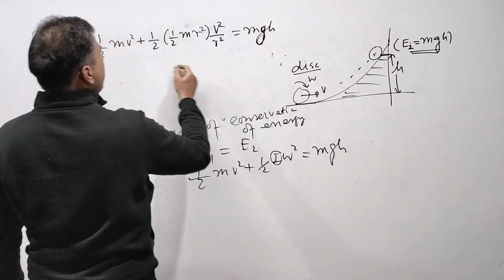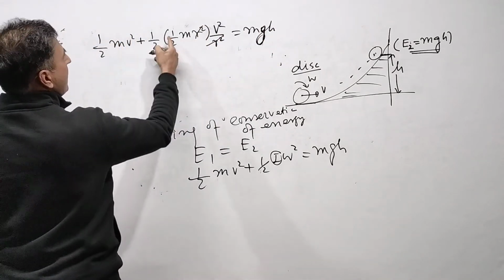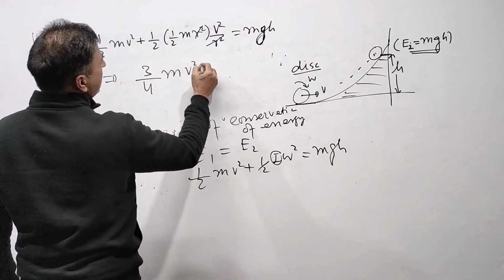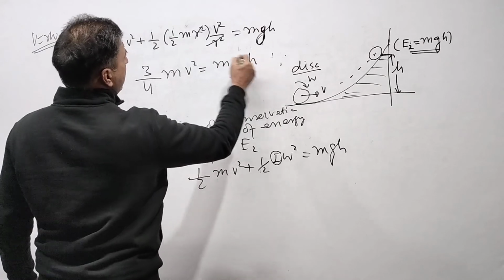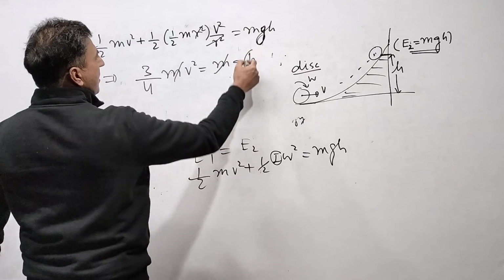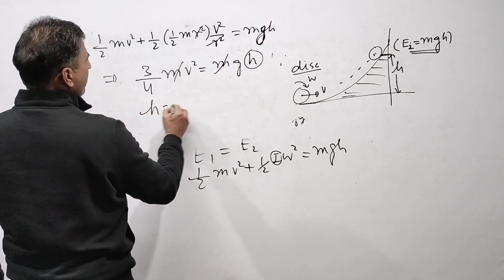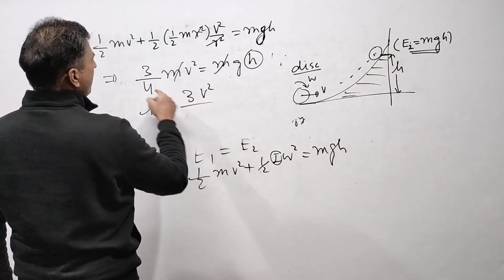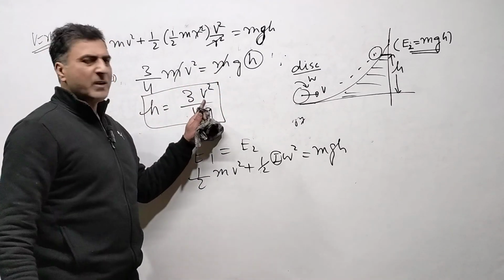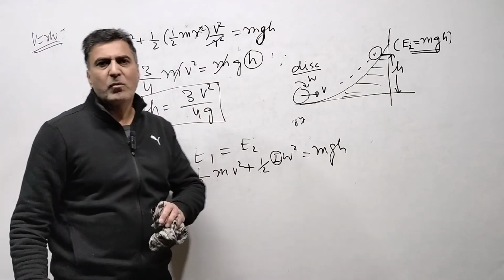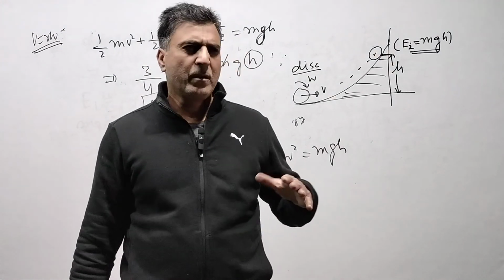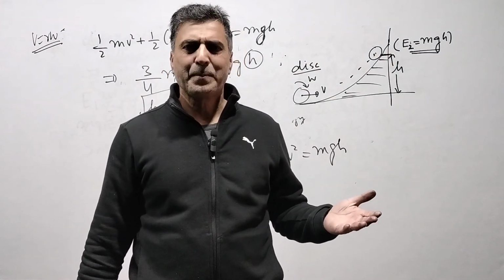ठीक? तो ये खत्म हुआ. 1 by 2 mv square plus 1 by 4 mv square, that is 3 by 4 mv square is equal to mgh. m खत्म. Right? तो मुझे बताइए how much height it will go up? h is 3v square by 4g. That is the answer. So if it is moving up with a greater speed, it will go to a greater height before it stops. These are a few examples on rotational energy and conservation of energy.